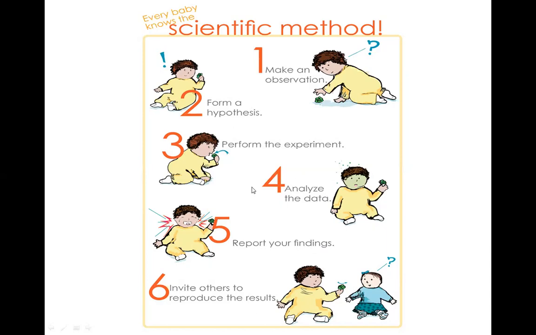Now here, this stage number 4 is very critically important, because this is the bridge between the third step and the fifth step. If you are not able to analyze the data properly, automatically your reports will be misleading or faulty reports. Faulty findings may be recorded, and it may harm the next researcher.